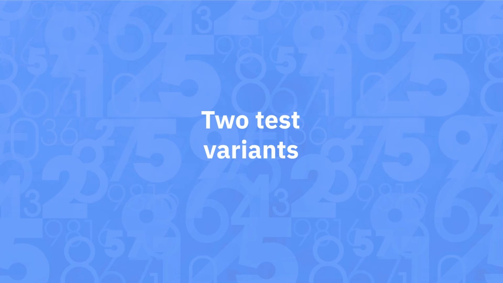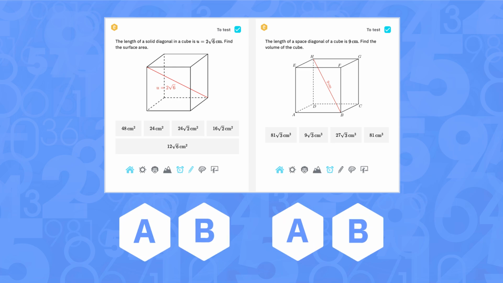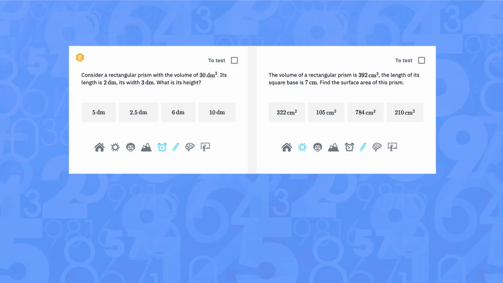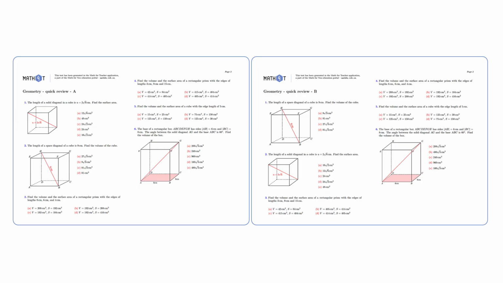Lastly, here's a useful tip for creating two test variants. If you wish to use twin questions, check the To Test box for only one question of the pair. The question you check will be included in variant A, while the second question of the pair will automatically be added to variant B. Suppose you decide to check both twin questions. In that case, both will be included in both test variants, in variant A and variant B. Similarly, if you select a so-called single question that doesn't have a twin, this question will also be included in both test variants.